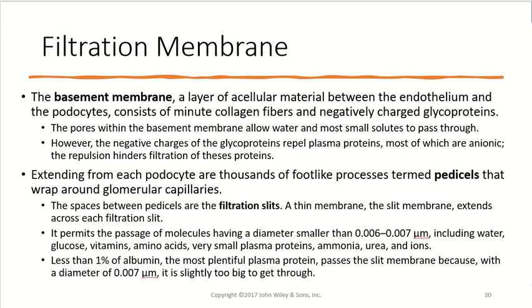This includes things like water, glucose, all kinds of vitamins, as well as amino acids and very small plasma proteins. Also things like ammonia, urea, and other ions. Less than 1% of albumin, which is the most plentiful of the blood plasma proteins, is able to pass through those slits. This is because the diameter of albumin is 0.007 micrometers, which is just barely too big to fit through the filtration slits.